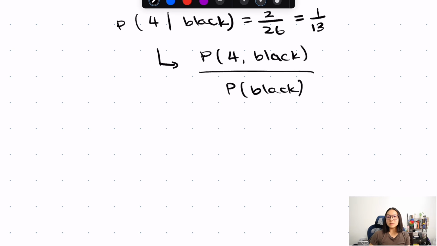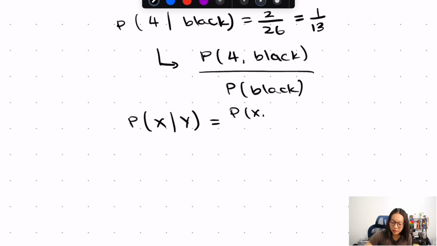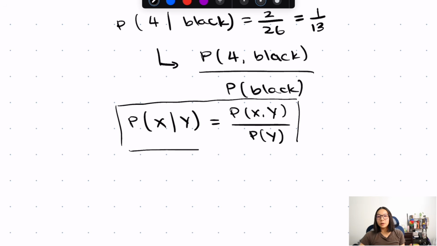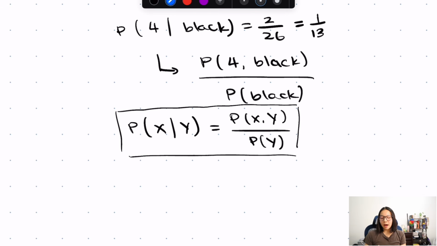So that brings me to the mathematical formula for conditional probability. The probability of X given Y is equal to the probability of X and Y divided by the probability of Y. So again, the probability of X given that Y happened is equal to the probability of X and Y happening divided by the probability that Y happened.